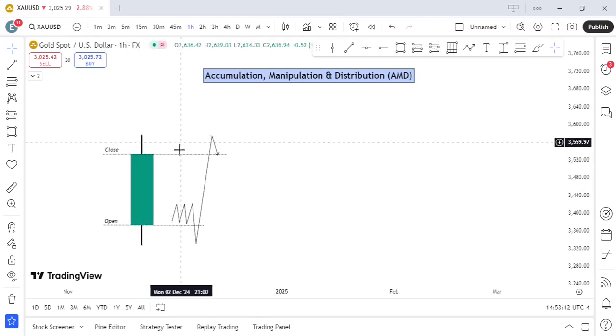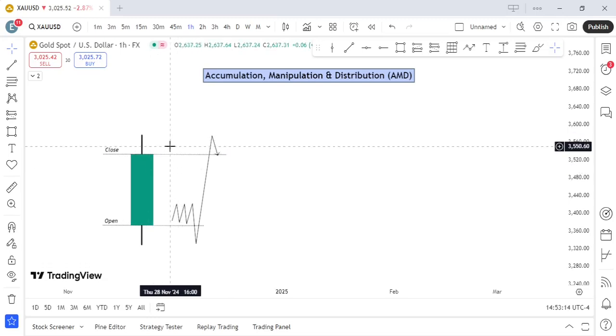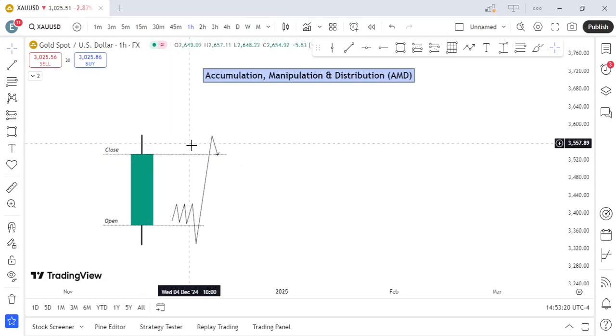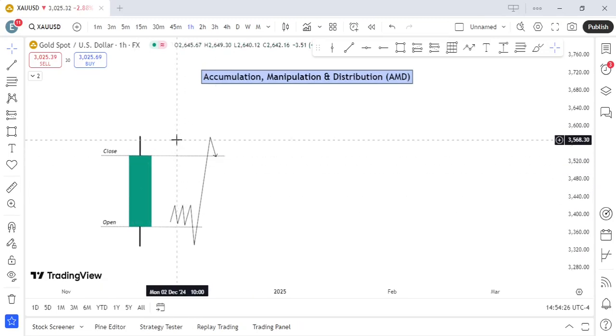Now the AMD concept doesn't occur on every single candle, right? You're not going to find it in action in every single candle, but sometimes, occasionally during like Monday trades, you will find AMD a lot. Okay, let's see how this works.